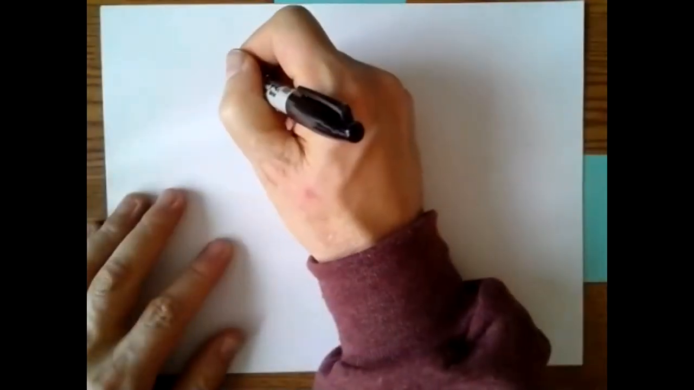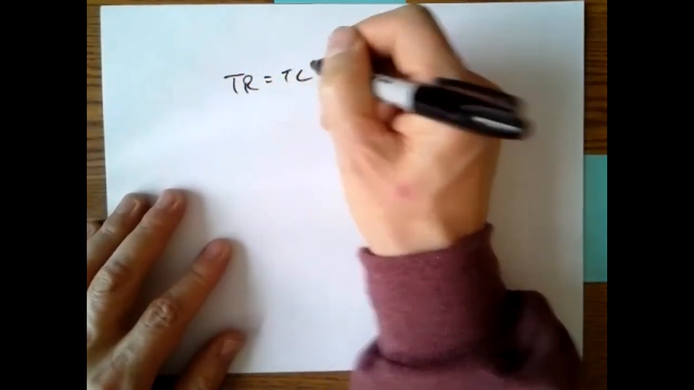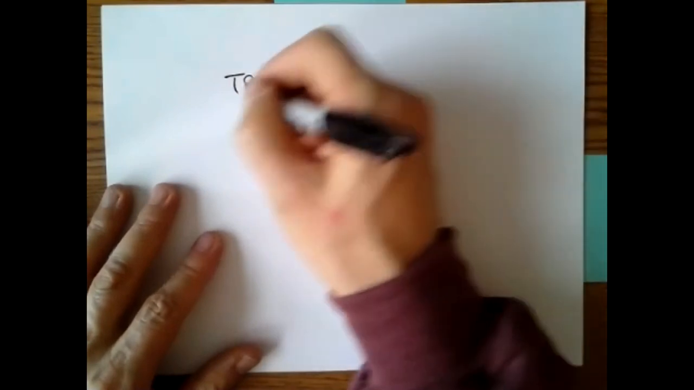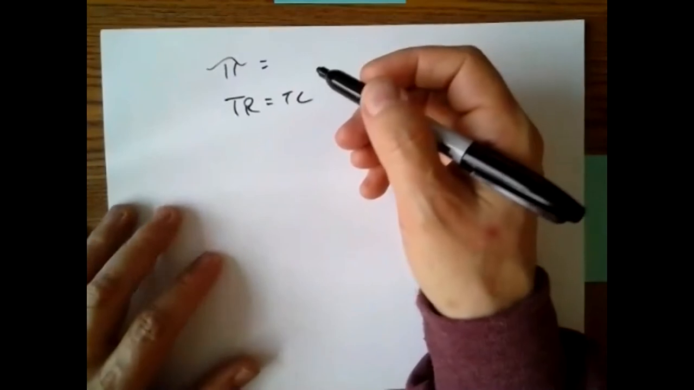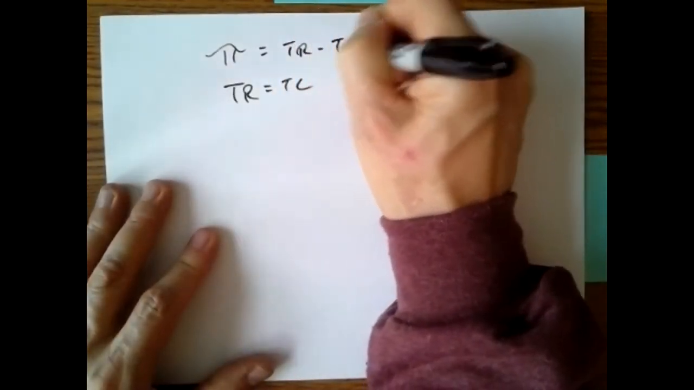So what we know is, for accounting break-even, total revenue is going to equal total cost, right? In other words, the basic profit function is profit, pi. Get used to me using that. Pi is equal to total revenue minus total cost.